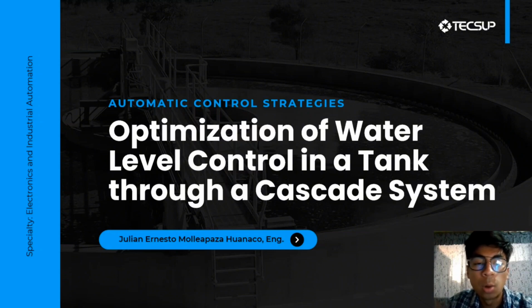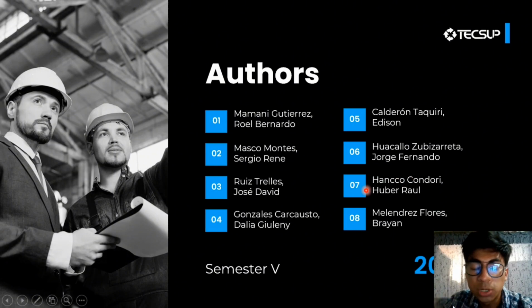Today we will talk about our final report, called Optimization of Water Level Control in a Tank through a Cascade System. I will continue this presentation with the authors of this report: number 1, Mamani Gutierrez Roel Bernardo; number 2, Masco Montes Sergio René; number 3, Ruiz Reyes José David; number 4, González Carcausto Dalia Giuleni; number 5, Calderón Taki Edison; number 6, Huacayo Subizarreta Jorge Fernando; number 7, Ango Condori Uber Raúl; and the last one, Melentre Flores Brian.